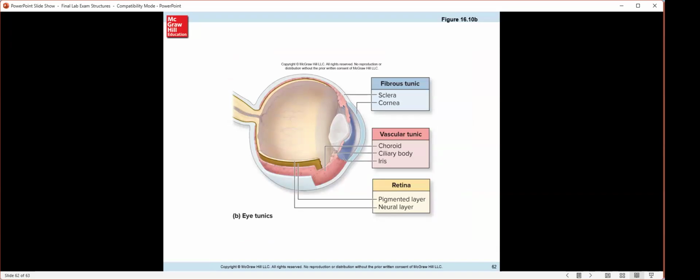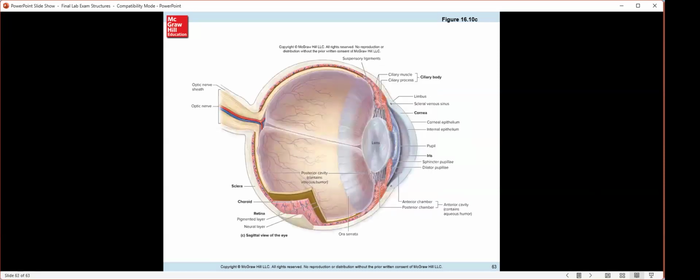For the eye, we have a few features as well. You have your outer portion, which is cornea and sclera. The inner portion is choroid. We have the ciliary body here. We have our iris. And the internal portion, we have the retina. You do not have to know the layers of the retina, but you do have to know where the retina is. This is just a more up close image.